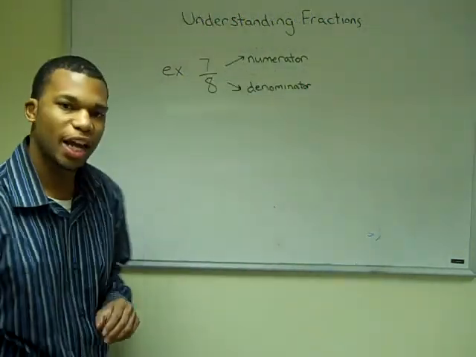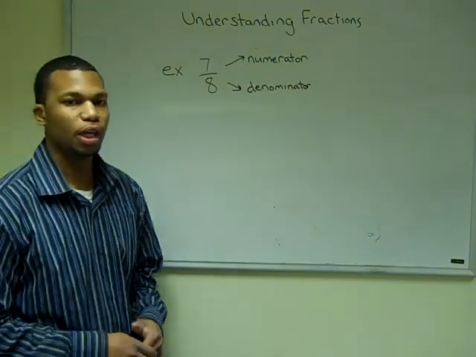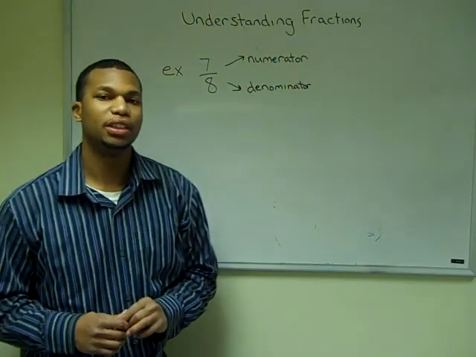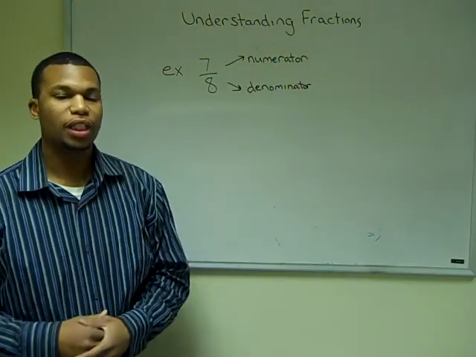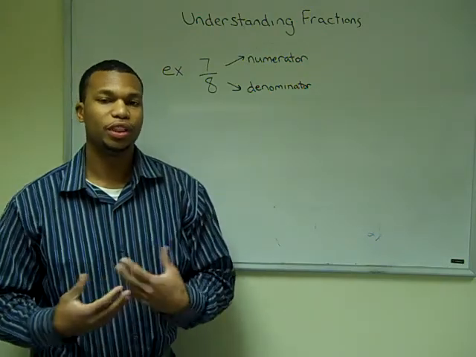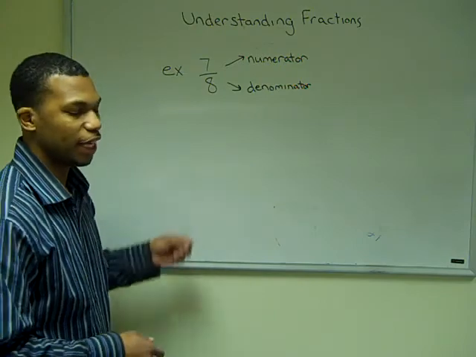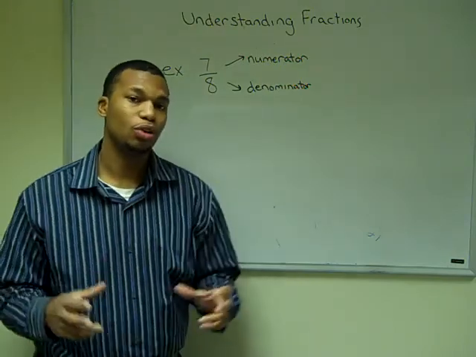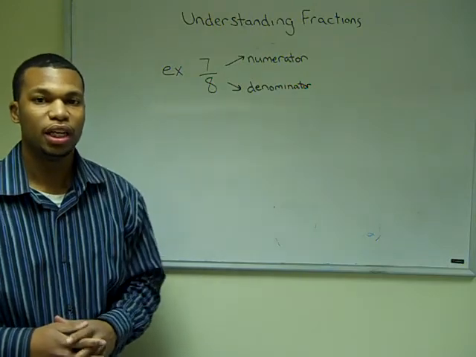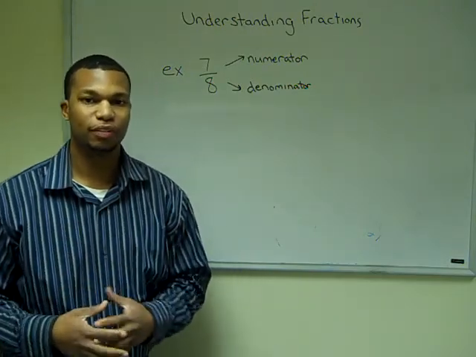In the example that I have behind me, this is a fraction in its simplest form. You have the numerator and you have the denominator. Now the numerator tells us how much we have. The denominator tells us how much we have in total. So for example, if we were talking about a pizza and we had 7/8 of it, that means this whole pizza is cut into 8 slices, and out of the 8 slices we have 7 of them.